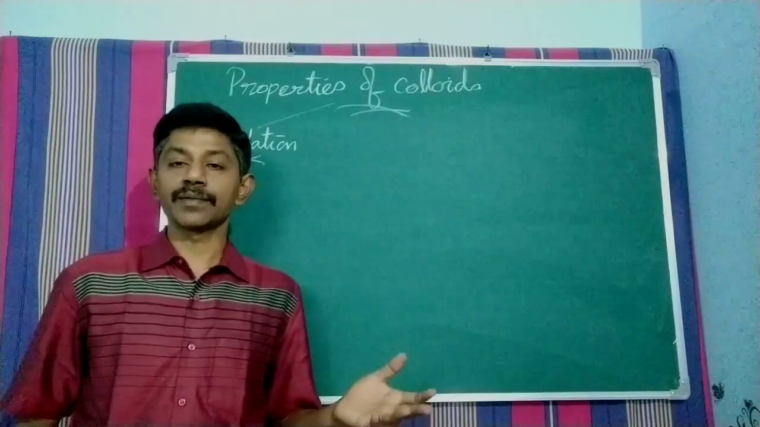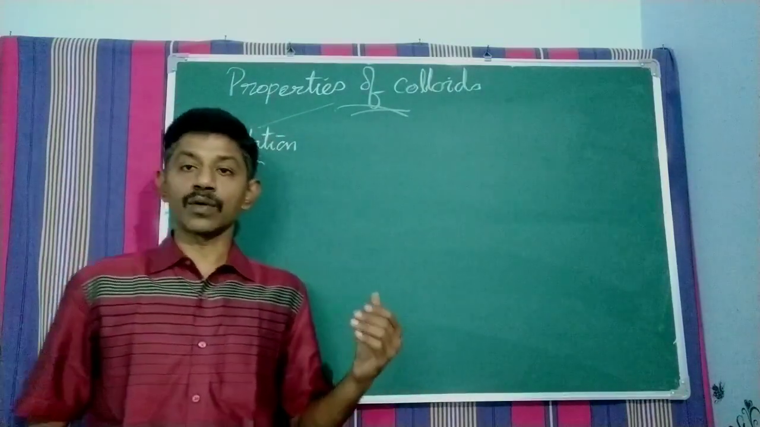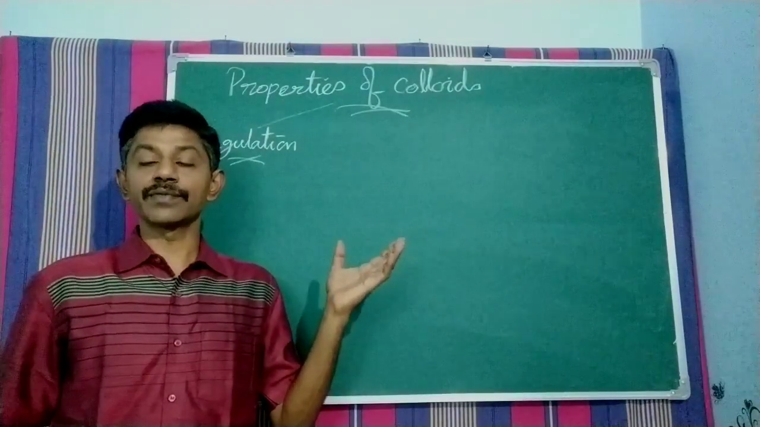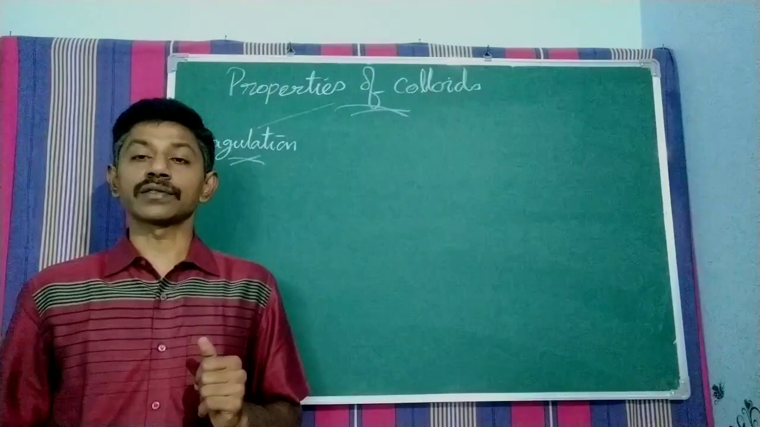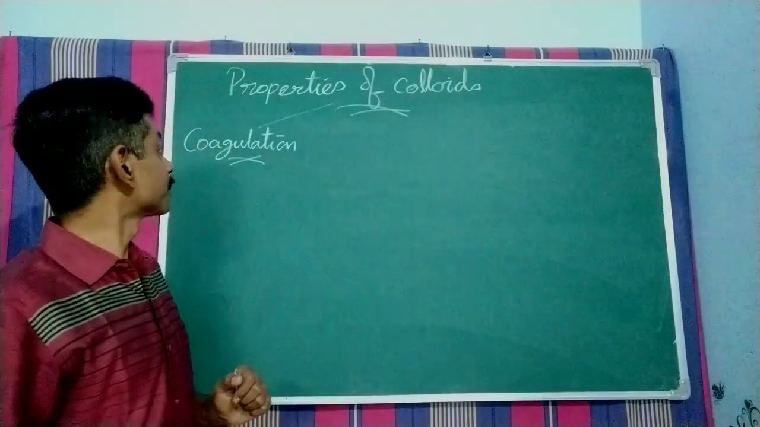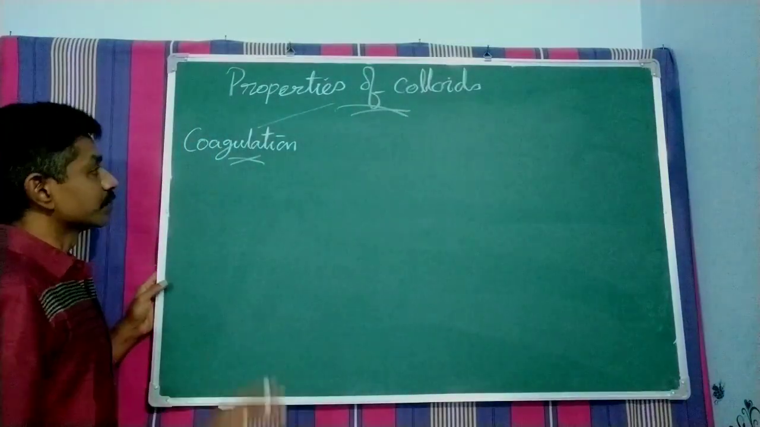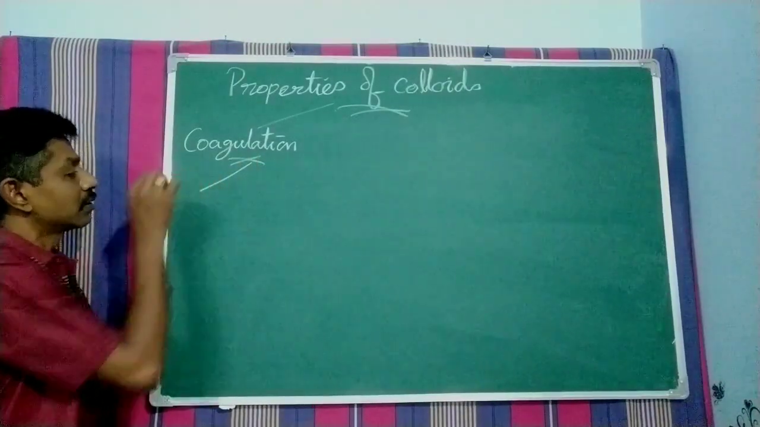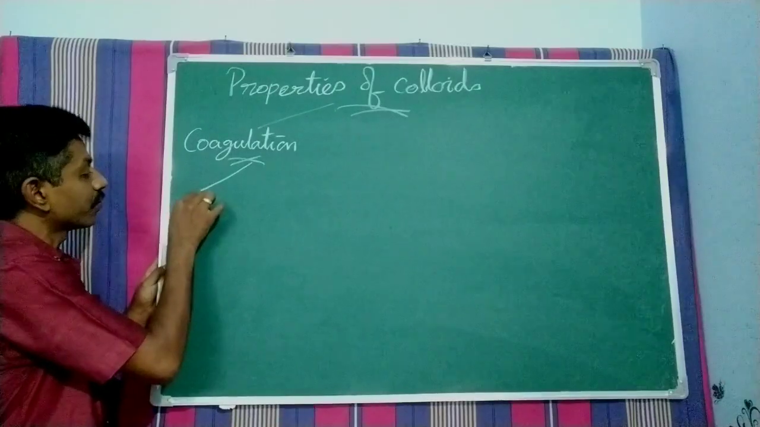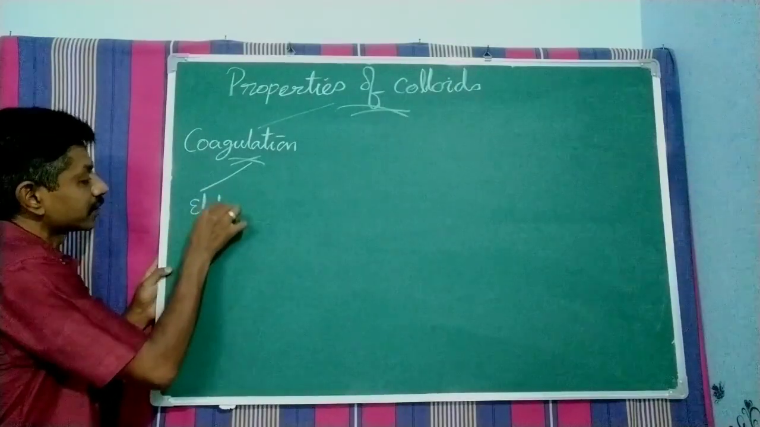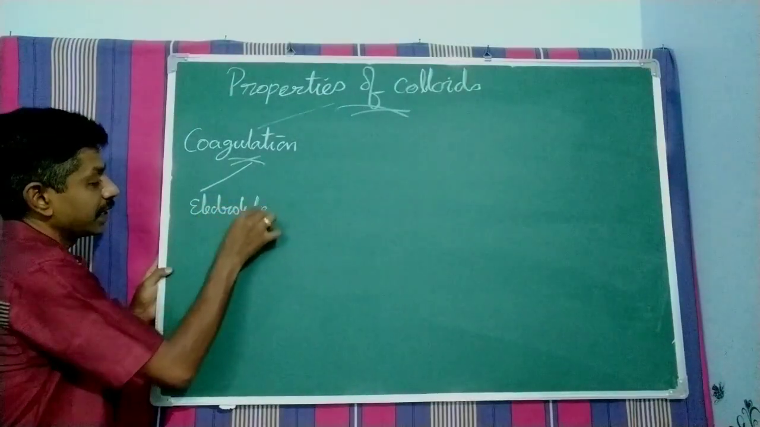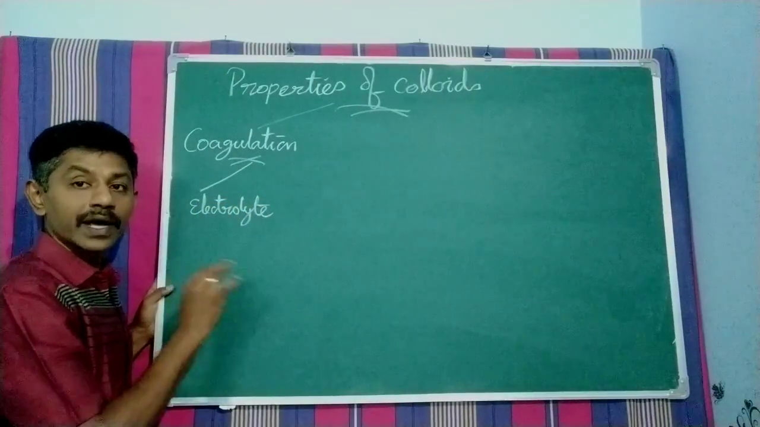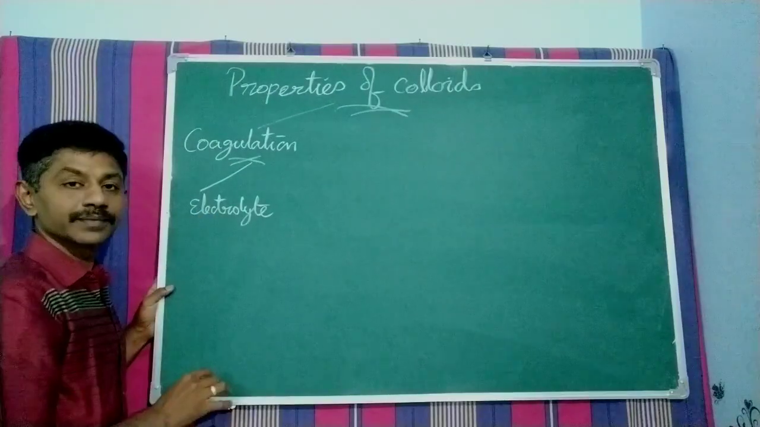We have learned the methods of preparing colloids, and today we are going to learn the means by which we can prevent coagulation. So coagulation depends on the addition of electrolyte. The main agent responsible for coagulation is the electrolyte.